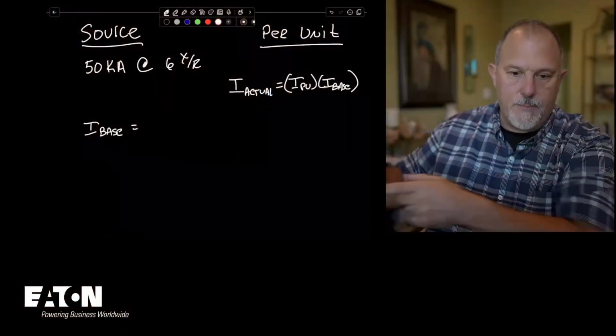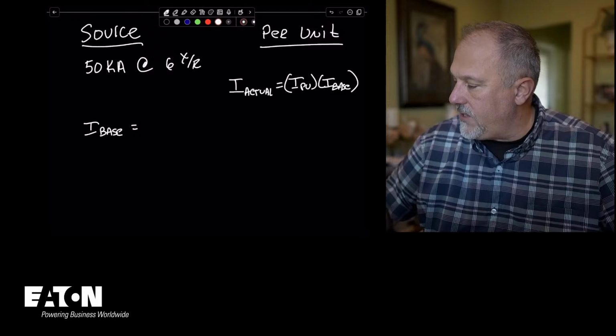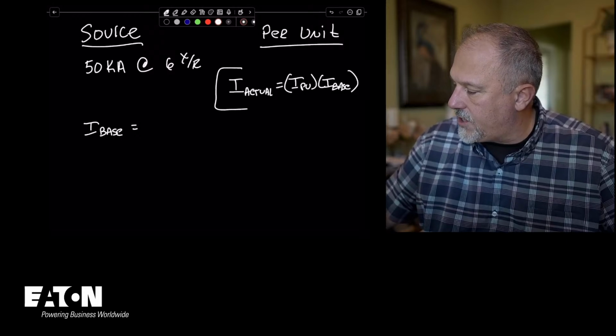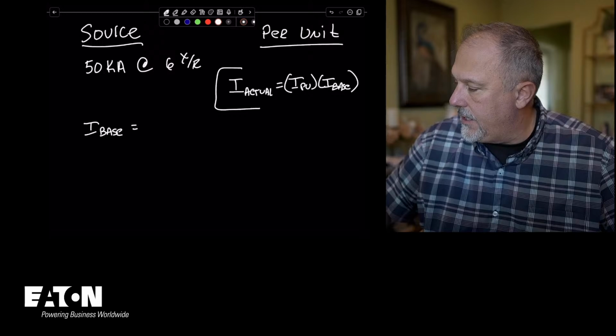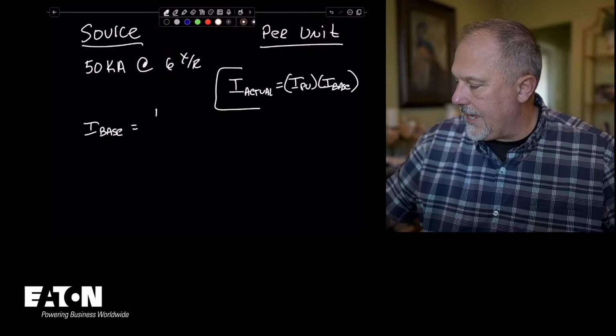Power systems engineers use per unit to make sure that we can add impedance values regardless of what side of the transformer they're on. And then I add them all together because they're percentages basically. Then I convert that back to an actual value by multiplying the per unit times the base via the equation that I'm showing you right here.